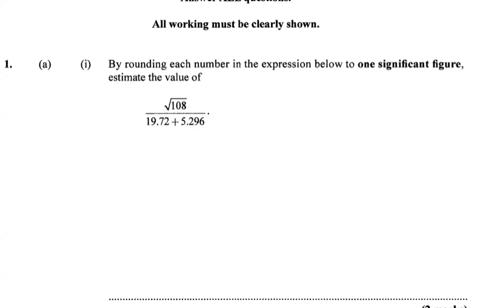All right, guys, so we're going to be looking at question 1AI. It says, by rounding each number in the expression below to one significant figure, estimate the value of this question. So we're going to correct each number to one significant figure.